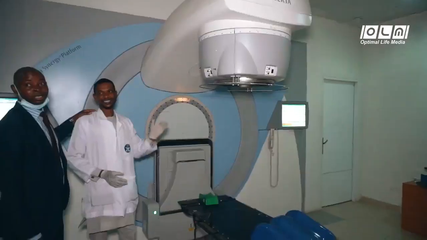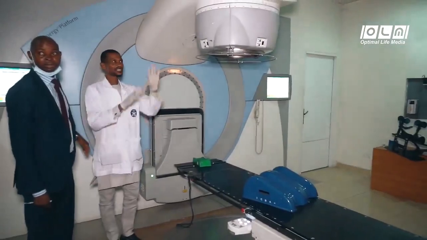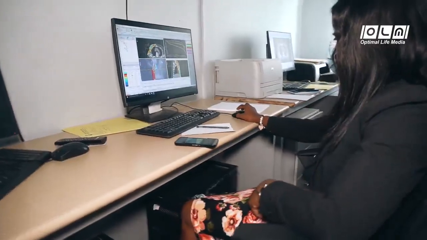Then the number of patients we see, because I told you that this is a referral center, so it's catering for a large number of patients. So there's a huge number of patients that are here. Then in terms of manpower, we are few. Those who are experts in radiation oncology are few. So we are equally faced with the number of staff involved in taking care of the patient.